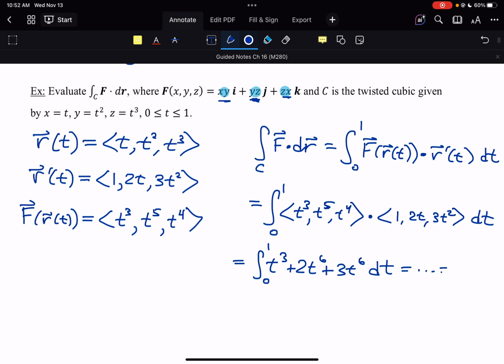And then you just have a single integral, single variable. I'll just tell you, we end up getting 27 over 28 for this. So almost 1. That would be the value of the line integral over the vector field.